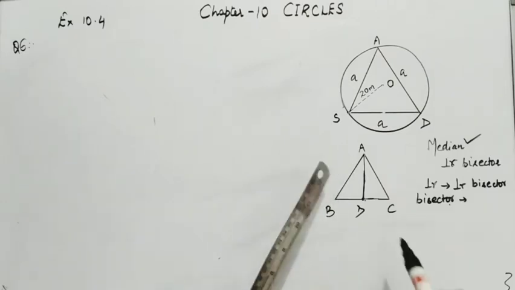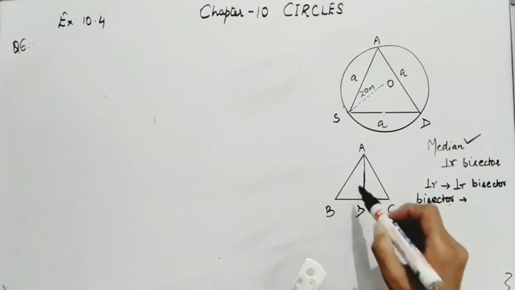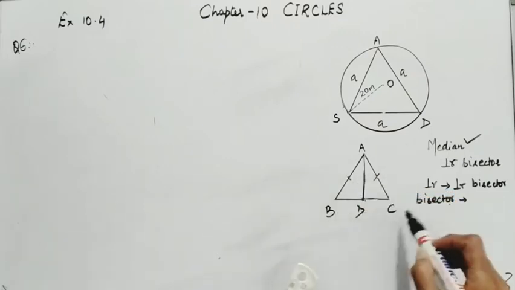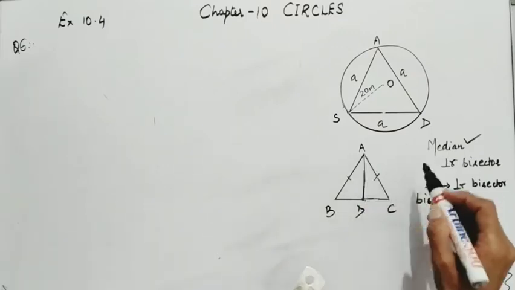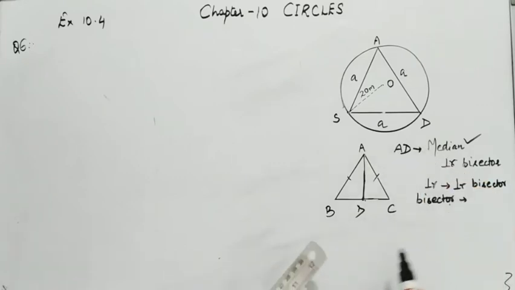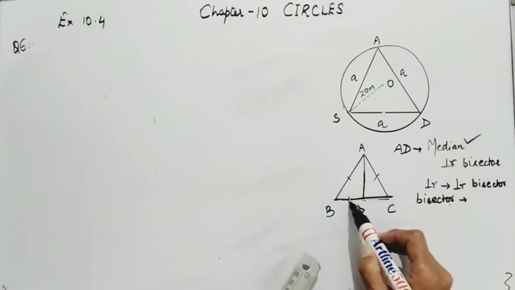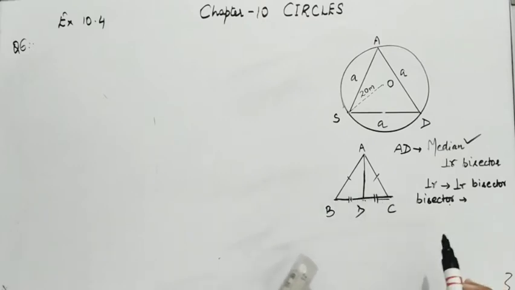Now look at this figure. I have just constructed a rough figure. There's a triangle ABC which is equilateral. Let me mark these sides. All sides are equal, and AD I have taken as a median. If AD is a median, the base definitely is divided into two equal parts.